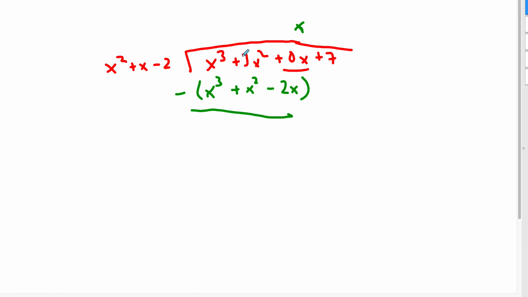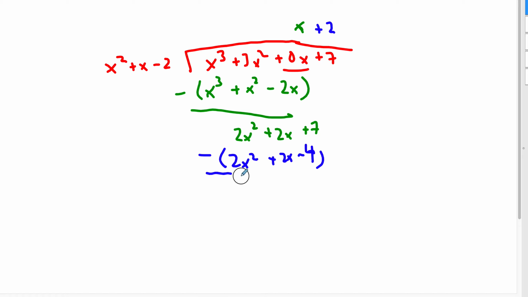So these two cancel. 3x squared minus x squared is 2x squared, right? And 0 minus a negative is going to be plus 2x. And then the 7 comes down, right? So then repeat, same process. X squared times what is 2x squared? Well, positive 2. And then we distribute it. So we get a 2x squared plus 2x. Hey, those are going to cancel. And then 2 times negative 2 is minus 4. So when we subtract, these two terms go away, but 7 minus a negative 4 is positive 11. So what does that mean?